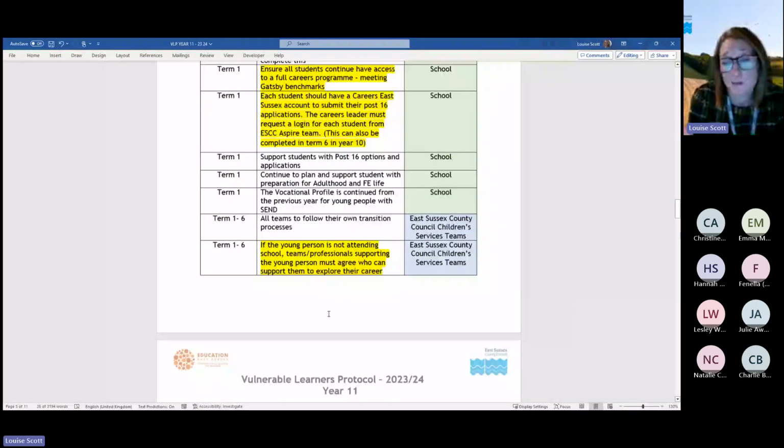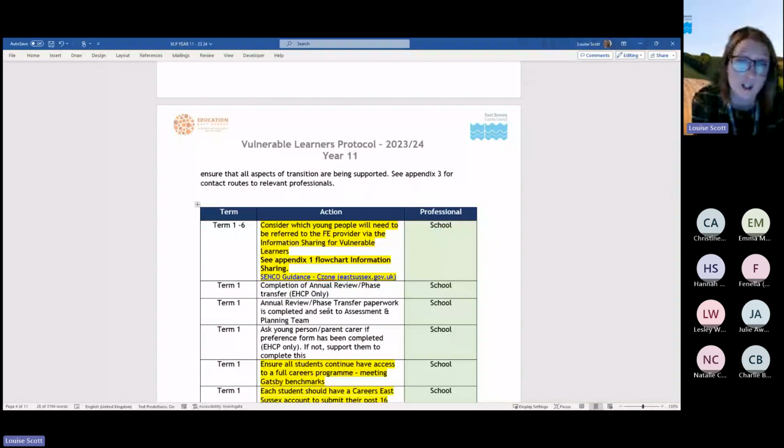So the point of this table is that it puts together all those actions and what happens throughout the academic year that supports the transition. And now this covers lots of different things, from actions like PEPs, annual reviews, careers, sharing information. So there's lots of different actions that include different people within your settings as well. So it's not one person's responsibility. This will be the responsibility of multiple people.